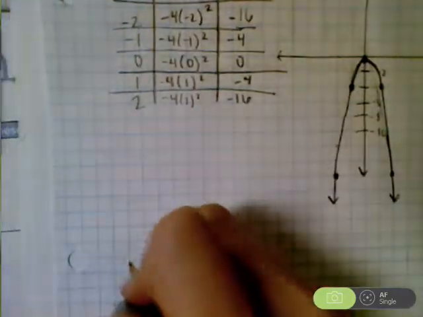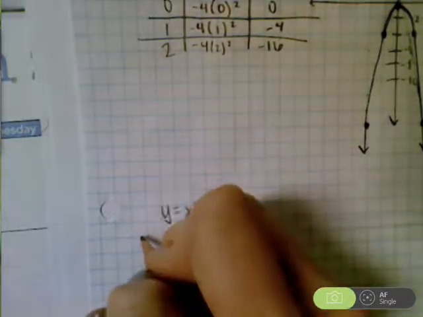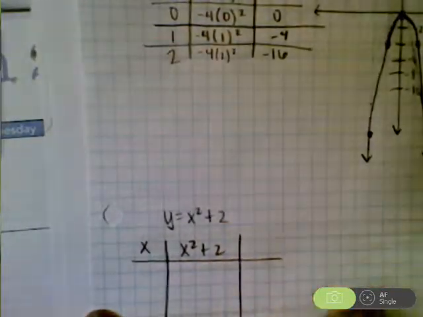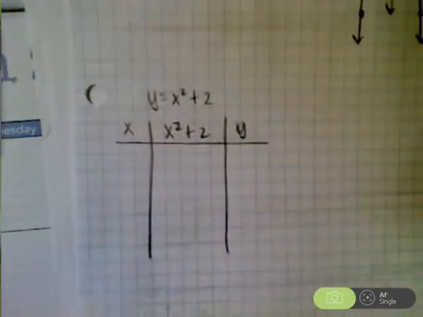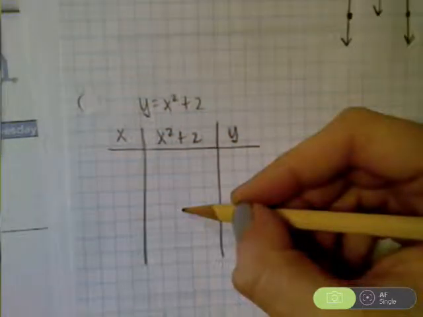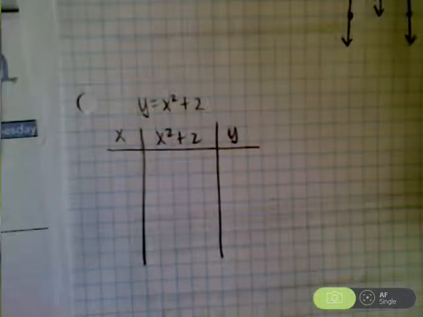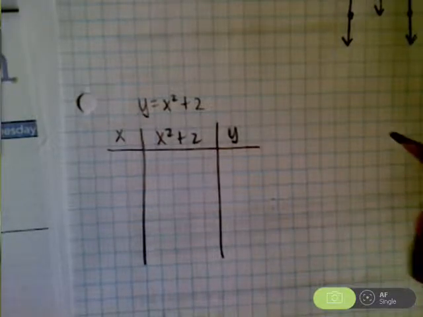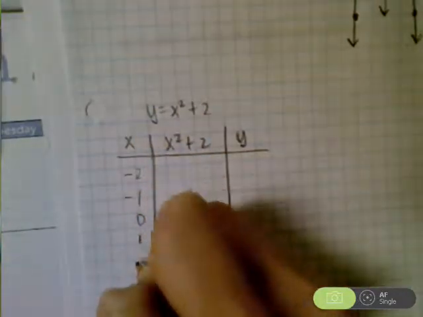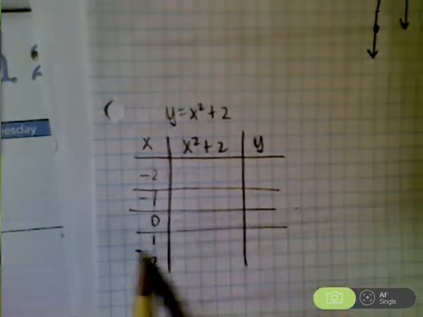Let's try the next example. It says y equals x squared plus 2. So I'm graphing this using a table of values, which means I'm going to choose values of x, plug them into the equation, and calculate for y. So again, since this equation doesn't give me any kind of fractions, I can go ahead and use the standard x values, -2, -1, 0, 1, and 2. And all I have to do is plug those into the equation to figure out what y is.